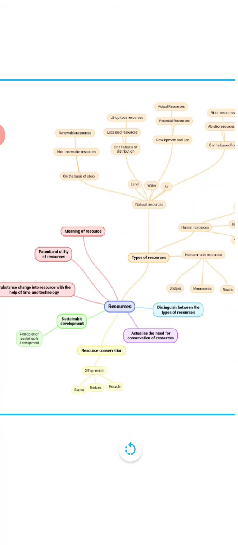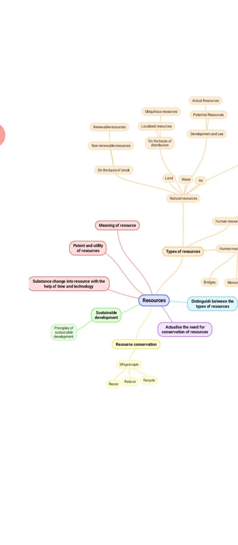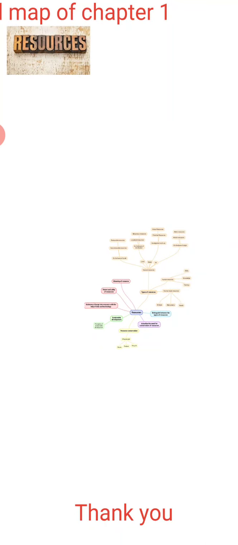Then we have learned about sustainable development. It is to maintain the balance between the need to use resources and conserving them for the future generation. That is called sustainable development. Now I hope you understand here what a resource is and how it is related to our daily routine life.